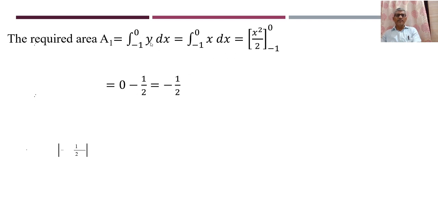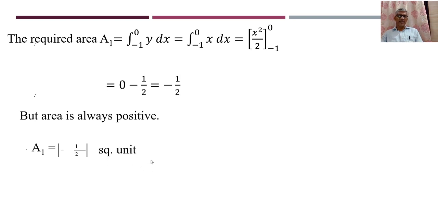See here, integration with limits -1 to 0 of y dx equals integration from -1 to 0 of x dx, since y equal to x, and the integration of x is x square divided by 2. Final limit minus initial limit, we get -1 by 2. This is the first area A1. But area is always positive, so we take its mod: A1 equals mod of -1 by 2, which is 1 by 2 square unit.